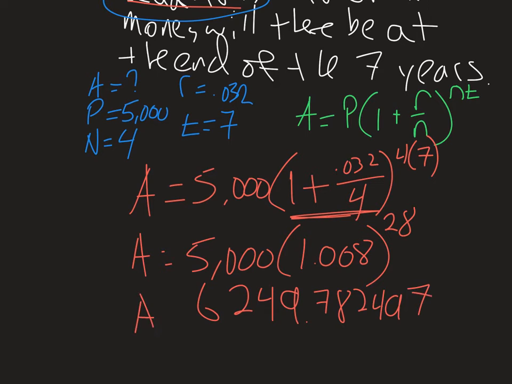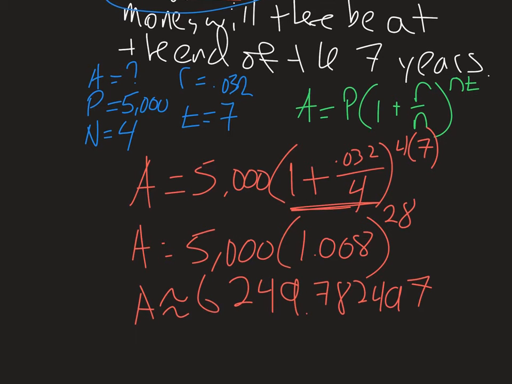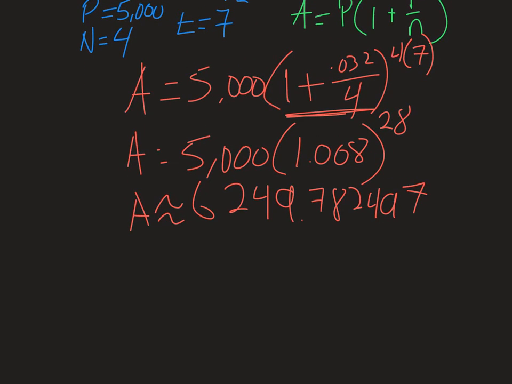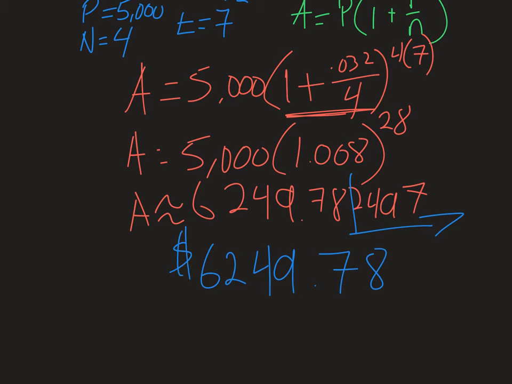6,249.782497, roughly. Now, since we're usually talking about money, we're talking about banks. Banks normally hold on to that extra bit, so they will just literally chop off that little bit and keep that for themselves. So when I'm asking as a math problem, I can see an argument for rounding up possibly, but usually when we're talking about money, we just chop it right off. So you're going to have $6,249.78. That would be the amount at the end.